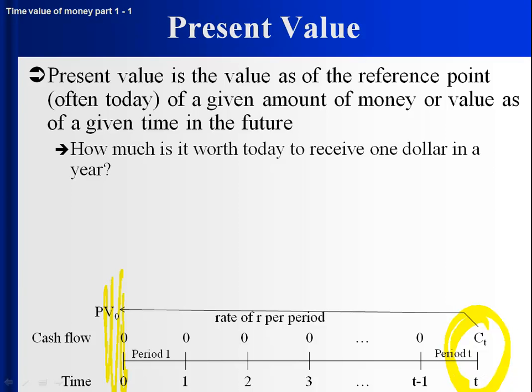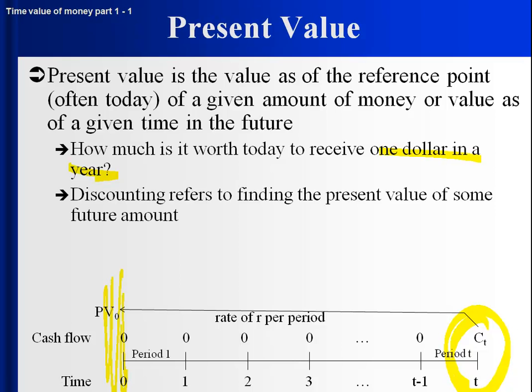And so this is really the piggy bank example. Remember, we had our purple piggy bank. We were going to get that money in 1 year from now, and we wanted to say, how much is that worth today? What's the present value of getting $100 in 1 year? How much is it worth today to receive $1 in a year? The process of actually determining that is called discounting, and we're going to learn how to discount in just a minute.